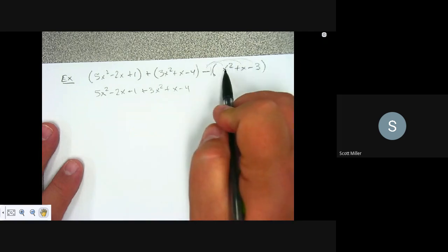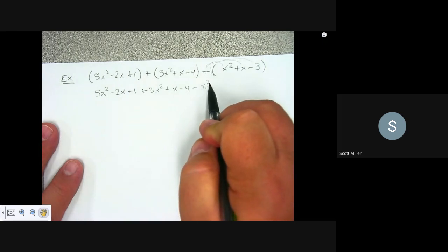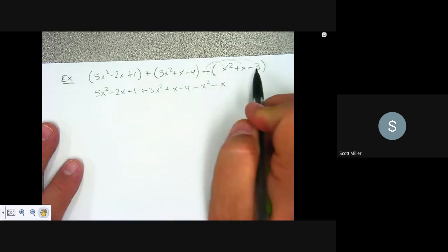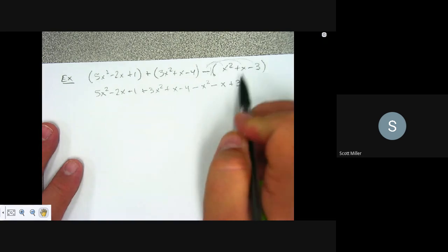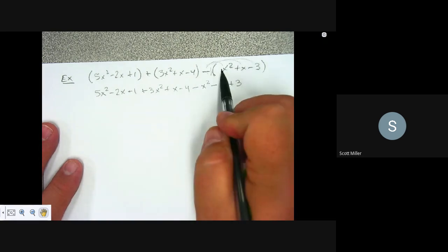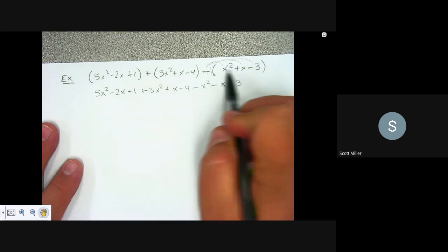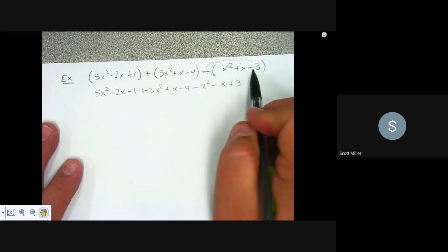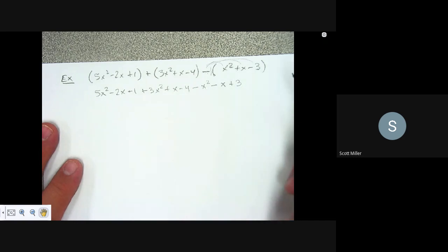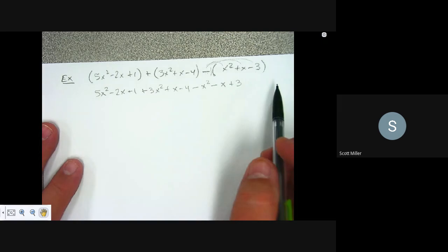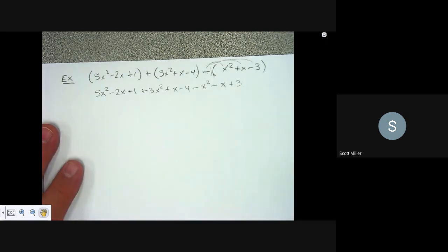So a negative 1 times x squared would be minus x squared. A negative 1 times x would be minus x. And a negative 1 times negative 3 would be positive 3. So the negative just basically changes all of the signs of the polynomial terms to its opposite. So plus, plus, minus became minus, minus, plus. Once I have eliminated all parentheses, then I can combine like terms. You want your answer to be in standard form for polynomials, which means the highest exponent first.